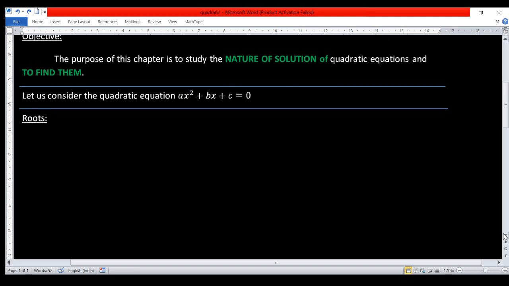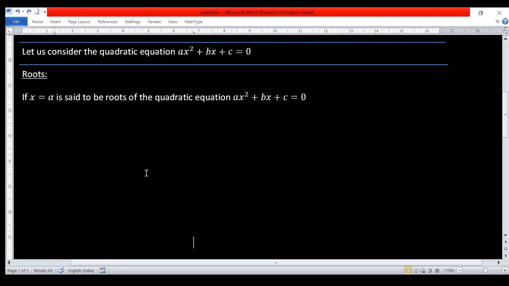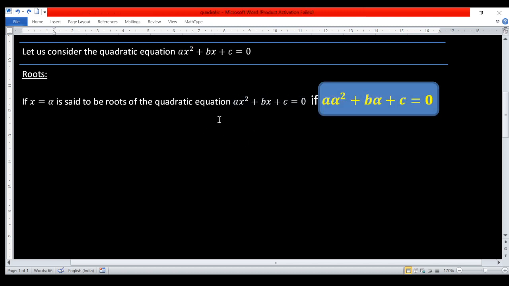So let us define roots of the quadratic equation. If x is equal to alpha, that letter is called alpha, is said to be a root of the quadratic equation ax square plus bx plus c equal to 0. So we want to say that x is equal to alpha is a root of this quadratic. You have to calculate that equation by substituting x is equal to alpha itself. So in ax square plus bx plus c, in the place of x you have to replace alpha, and again calculate the entire value, the total value. The total value becomes 0. By that we can say that alpha is the root of the quadratic equation.